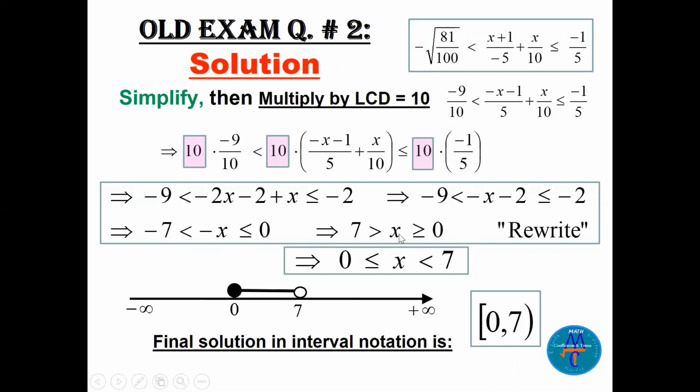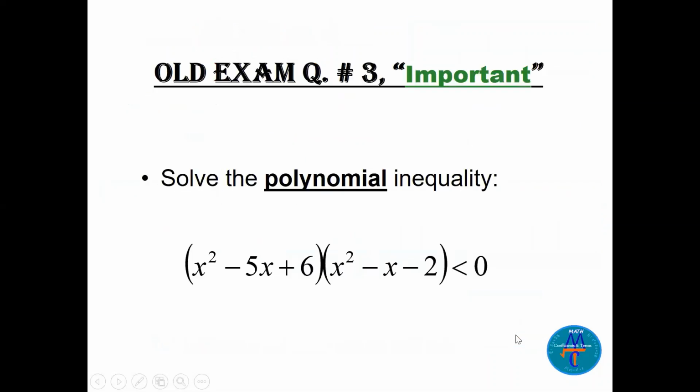Rewrite it. We say x greater than or equal to 0, less than 7. That's the same meaning. So this one is easier to write in an interval and graph it here: 0 closed until 7 open. That's the solution.